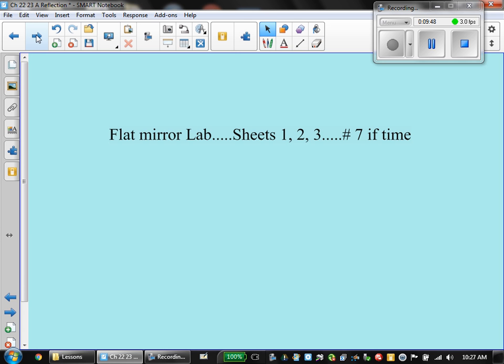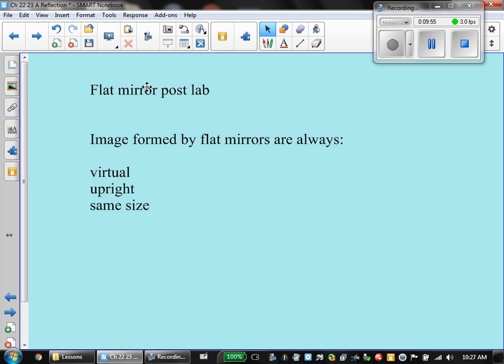There's a flat mirror lab that we sometimes do in class. We don't really need to. It's not something that the AP asks. But the key thing about flat mirrors, and you'll see this is different for curved mirrors: with flat mirrors, the images are always virtual. They look like they came from behind the mirror. They're always upright and they're always the same size.